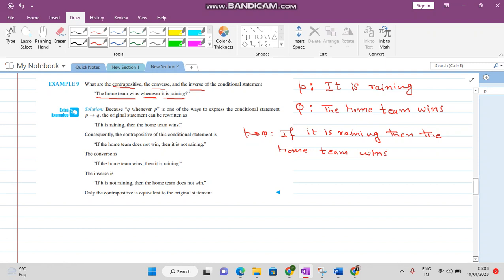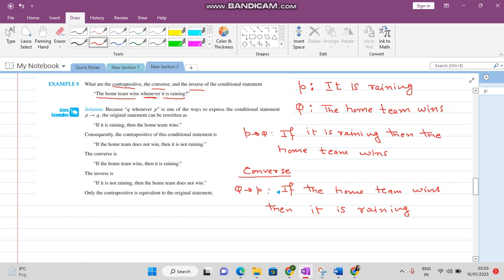Now first of all write the converse. What is the converse statement? It is Q implies P. So it means: if the home team wins, then it is raining. So this is the converse.